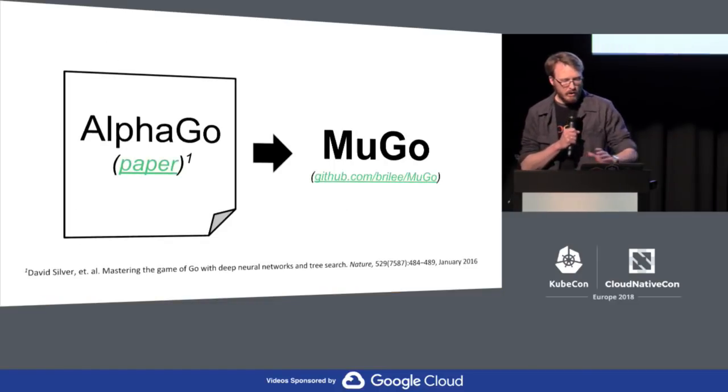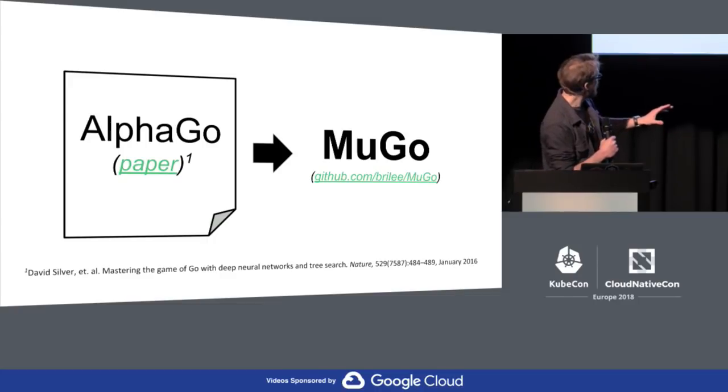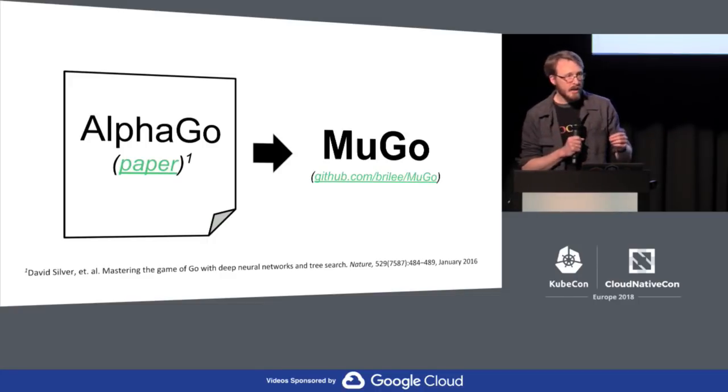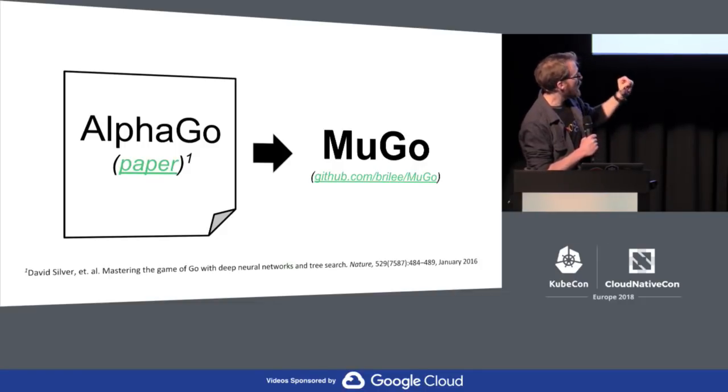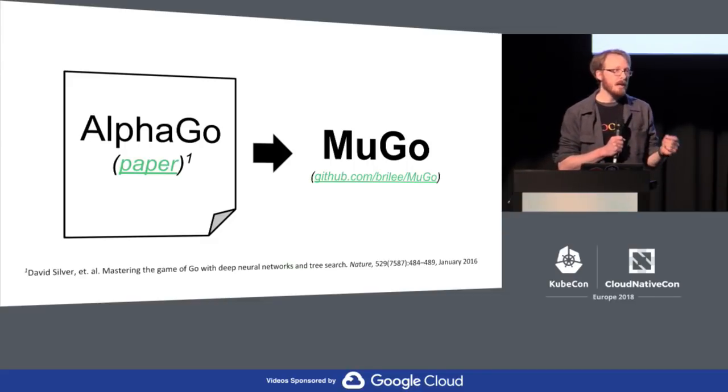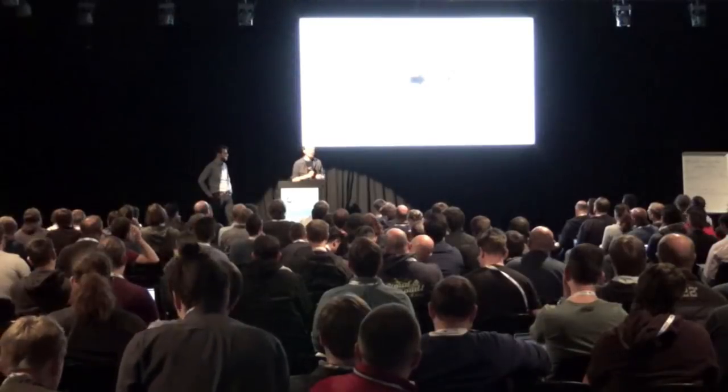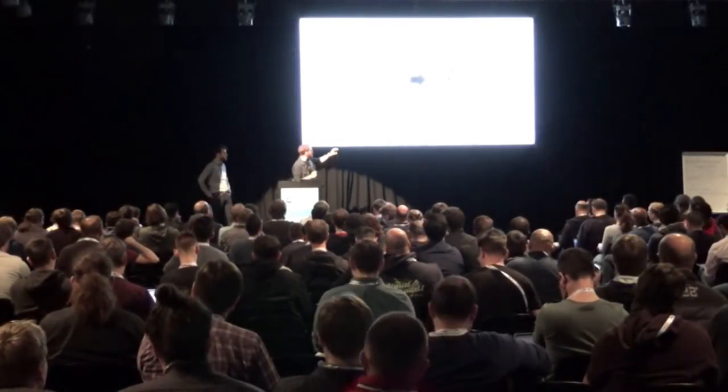So let's go back a little bit. What did we build MiniGo on top of? The first AlphaGo paper, Mastering the Game of Go with Deep Neural Networks and Tree Search, a friend of mine named Brian Lee wrote an implementation of that paper. He wrote a skeleton implementation of it, just the policy outputs, and it was called MuGo.